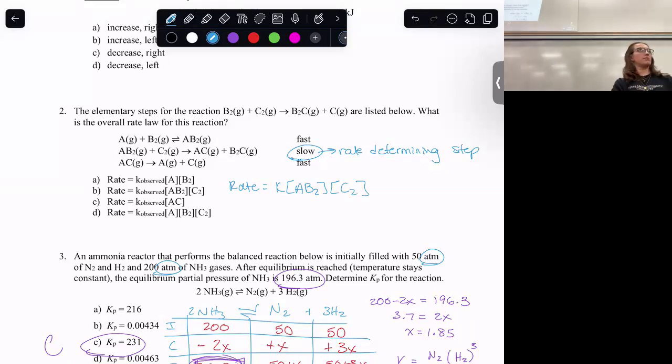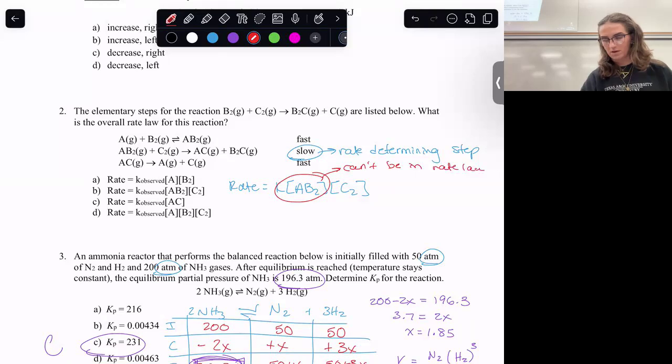So it should be B, right? No, nope. Why can it not be B? There's an intermediate, right? This intermediate can't be in the rate law. So how do we get rid of that then? Nope. I like your thought, but no. Yep, so we need to take advantage of the equilibrium that's in step 1.